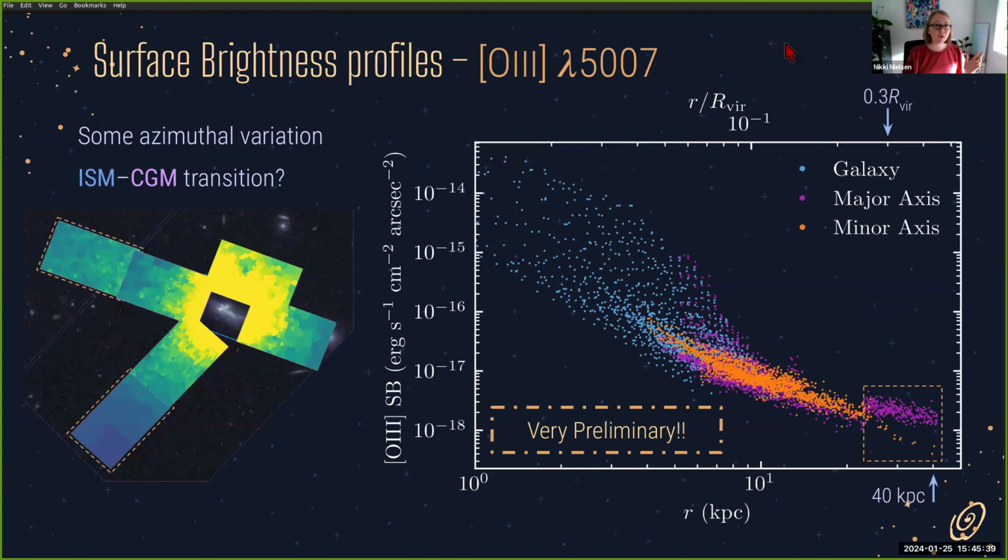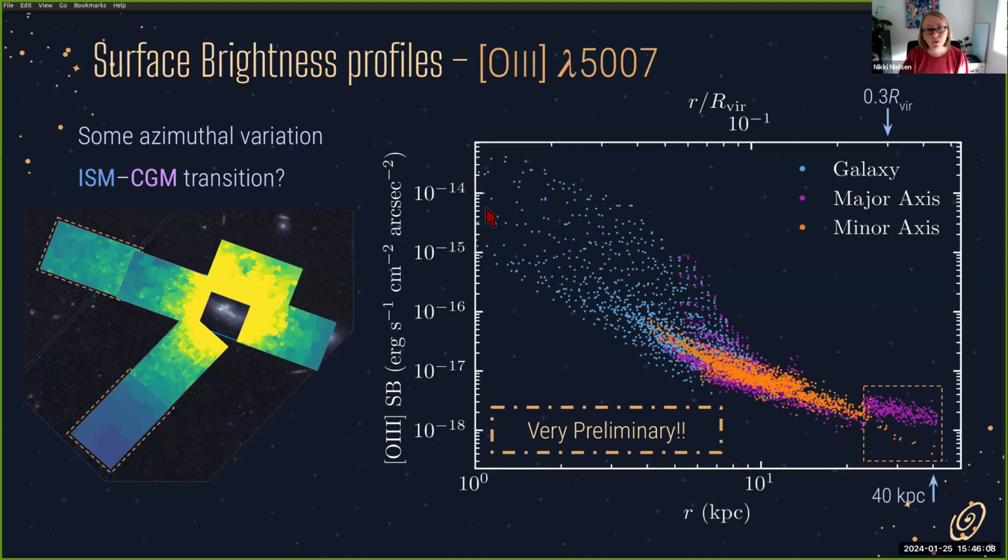So what does the surface brightness profile look like here? This is it. So the blue points are on the galaxy, the purple points are along this major axis, and the orange points are along the minor axis. So we do seem to see a little bit of azimuthal variation where some of the major axis points have elevated surface brightness compared to both the minor axis and the other side of the major axis. So there seems to be a little bit of something there.